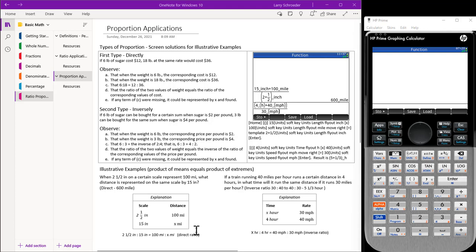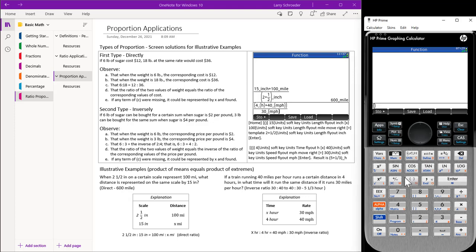From our paper, we have changed this ratio to fractions. So we have 2.5 is to 15 as 100 is to X. Then we use the product of the means and extremes. 2.5X equals 15 times 100. So then the answer is X is equal to 15 times 100 divided by 2.5. So we'll go over to our calculator and work this problem out, and we'll keep the units with us.